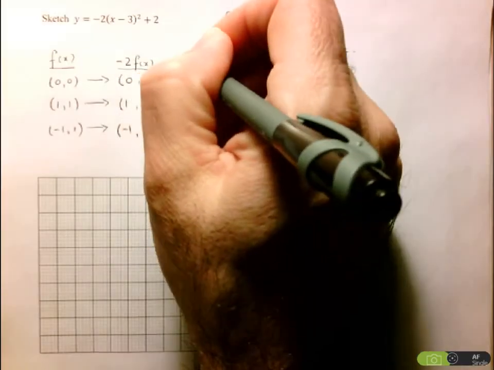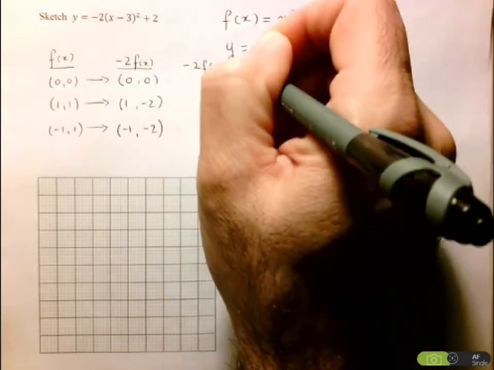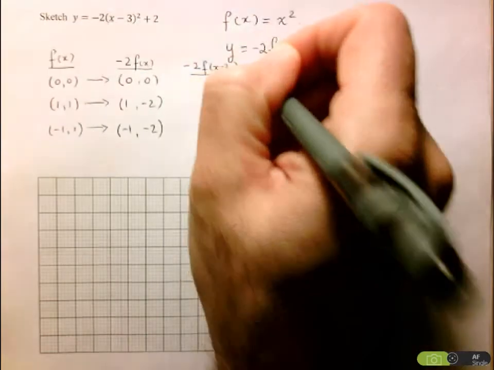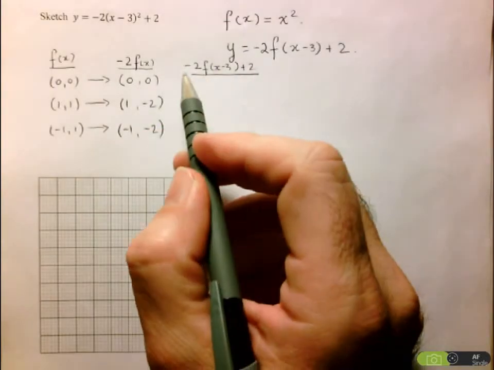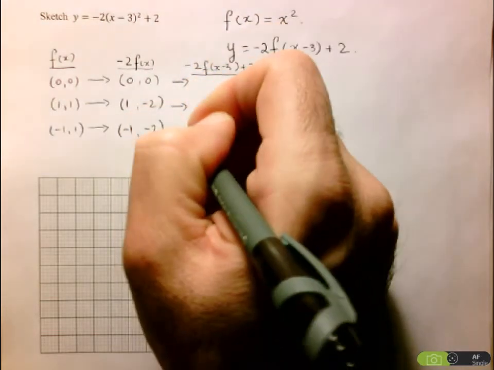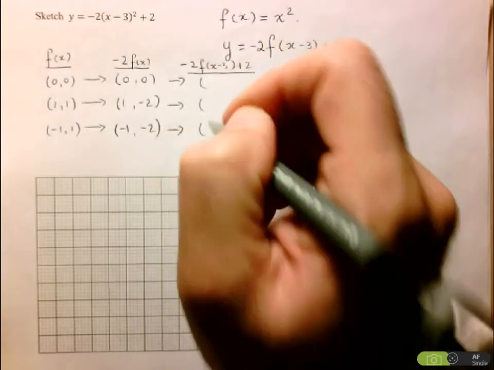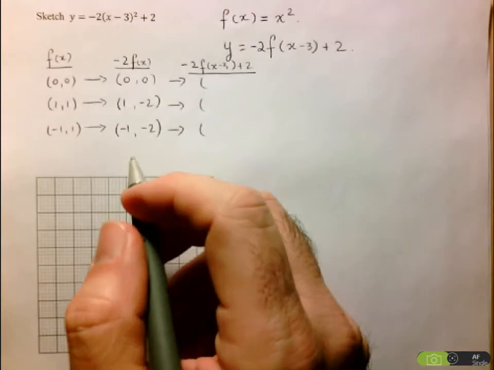So that's why now I write negative 2 times f at x minus 3 and then plus 2. Okay, because now I've incorporated all transformations, including the one I've already done. So the last step now is to incorporate the additive ones.